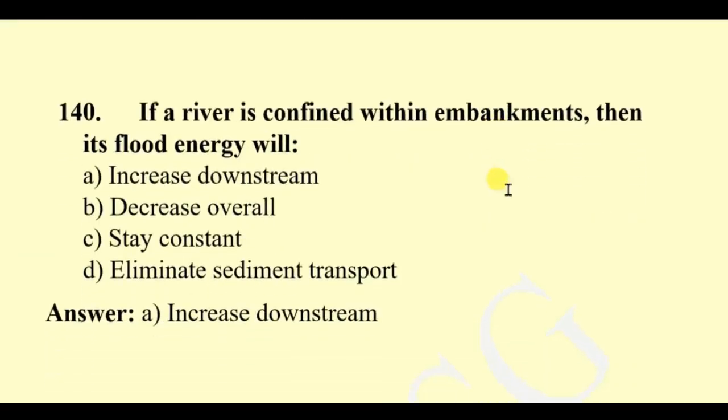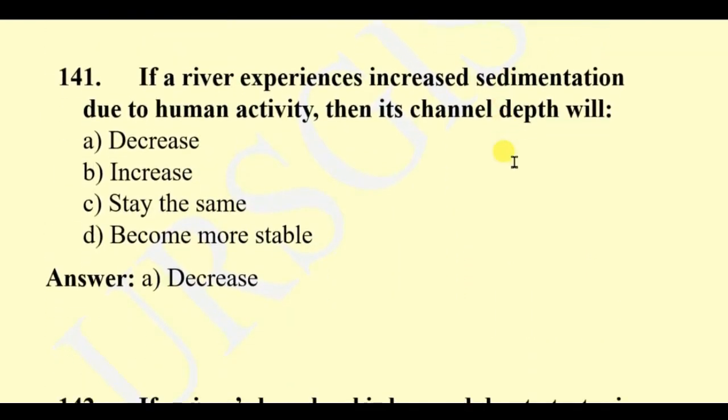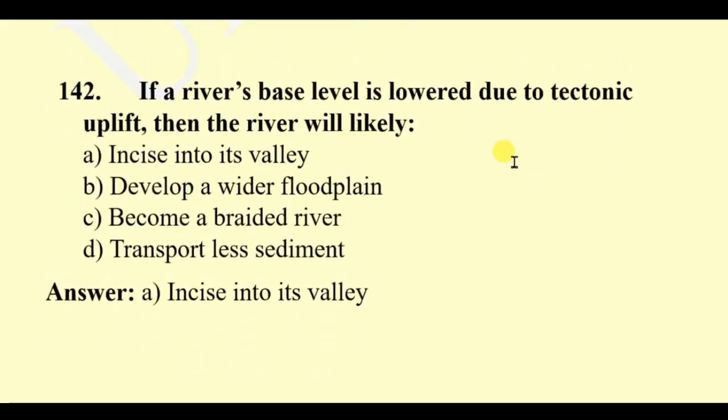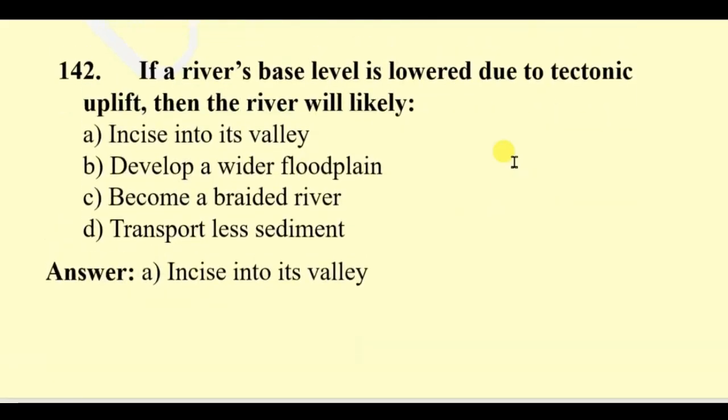Question 140. If a river is confined within embankments, then its flood energy will increase downstream. Question 141. If a river experiences increased sedimentation due to human activity, then its channel depth will of course decrease. More the sedimentation, more will be the deposition, and channel depth will decrease, means depth of water.